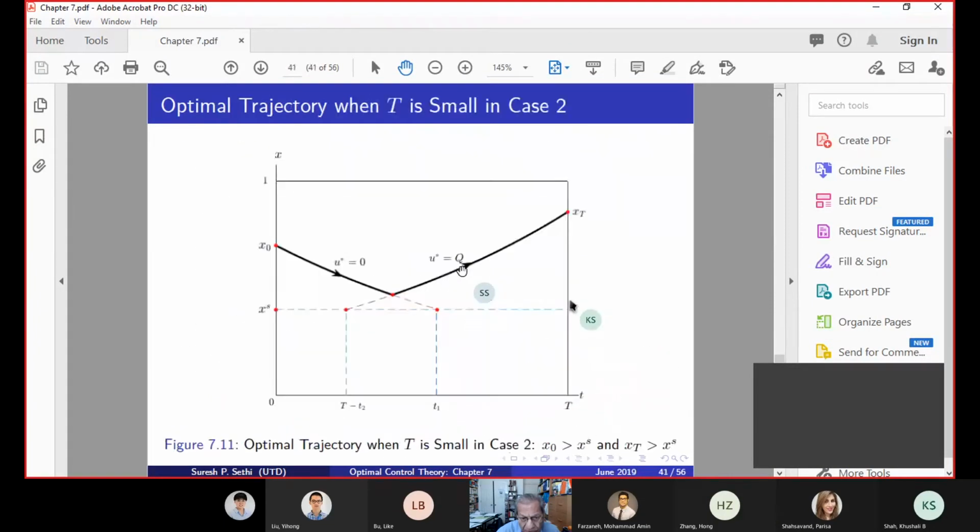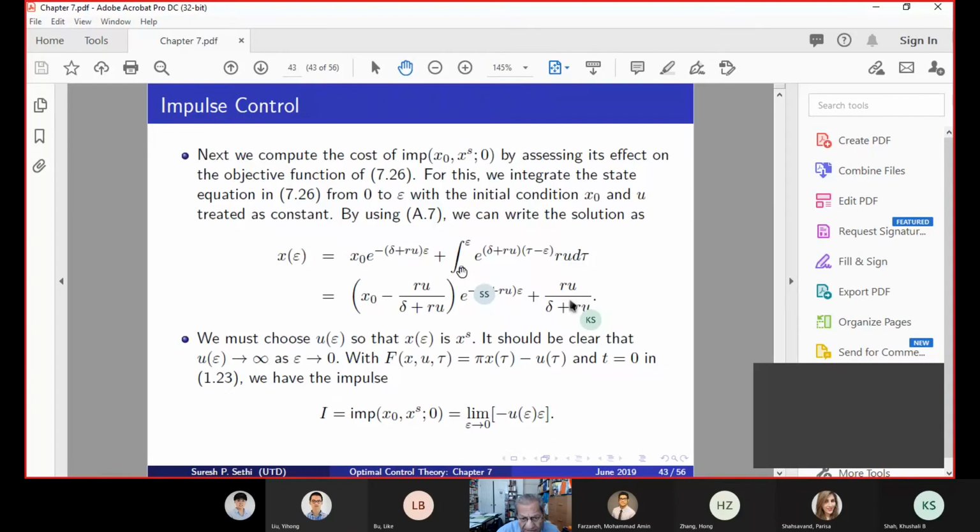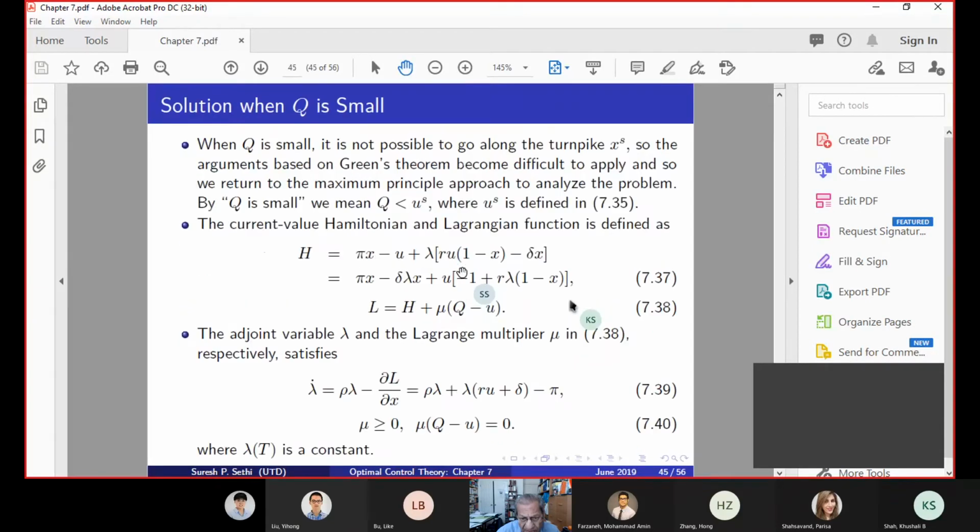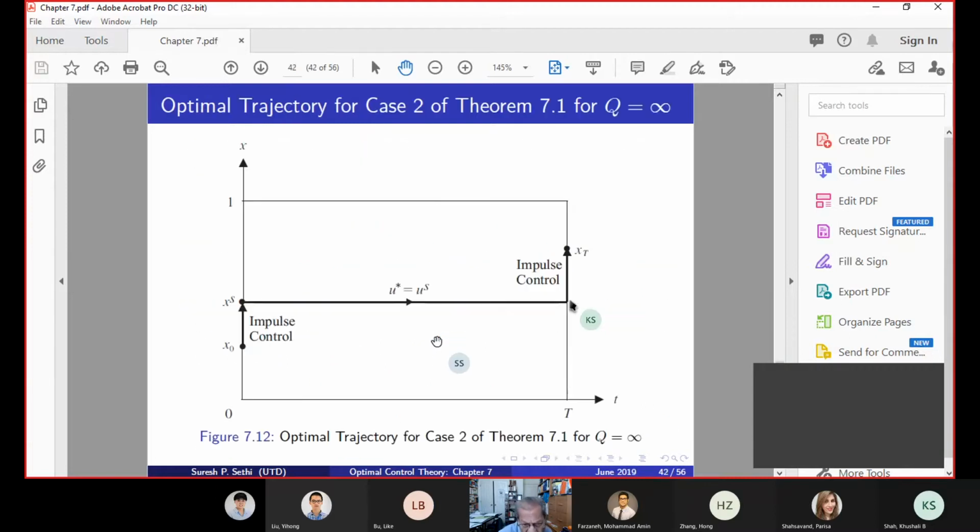So the next thing we need to do is what happens if Q is too small. When Q is too small, it means that Q is smaller than U^S. It means I cannot follow the turnpike. That means I can go to the turnpike, but I cannot continue to stay there, right? So what do I do?